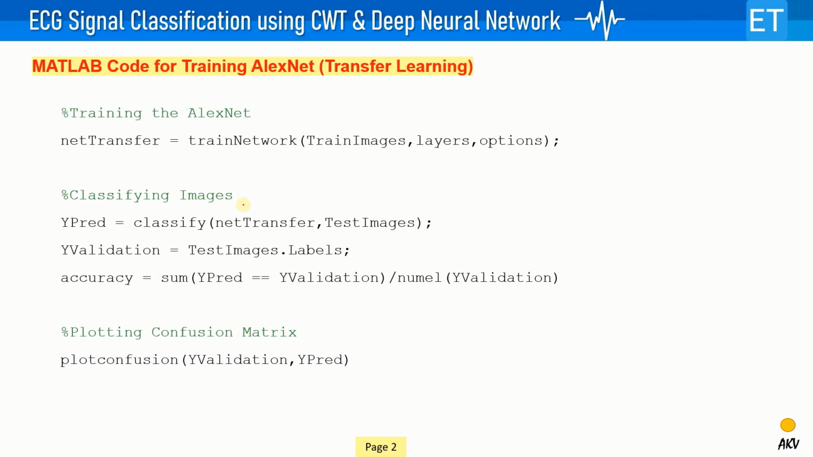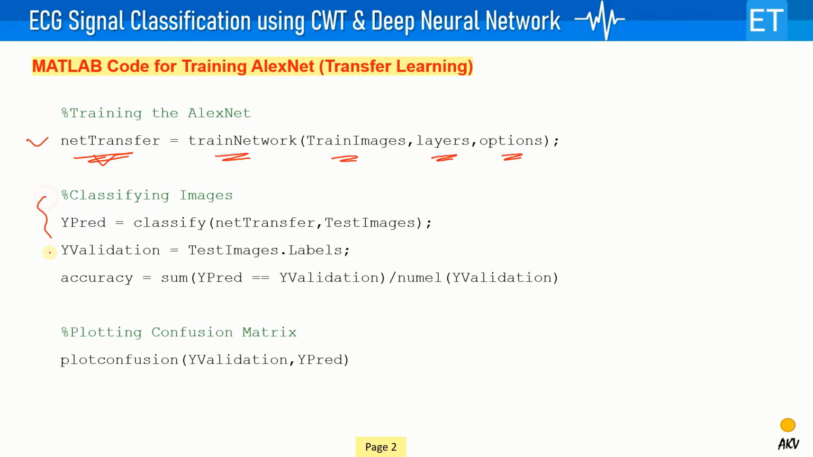And now the training starts with this command, trainNetwork. So this is the training folder, train images. It carries all 750 images, and then all layers of your network and then all training options. So once this is executed, your training will start, and once training is finished, all the weights and attributes of that network will be stored in this net transfer variable.